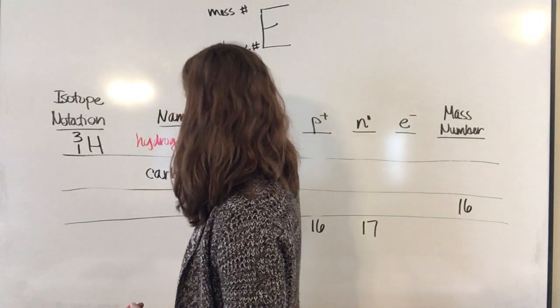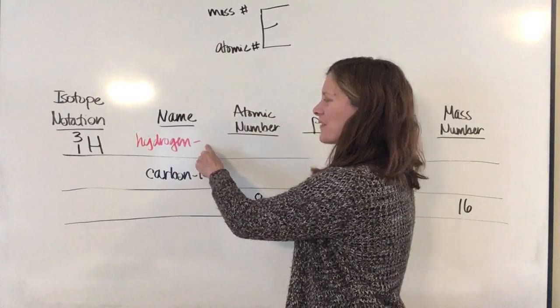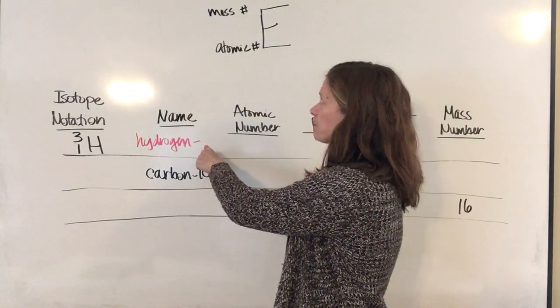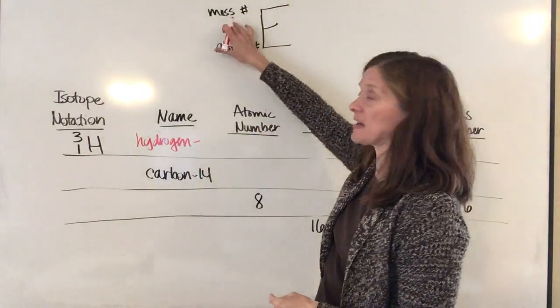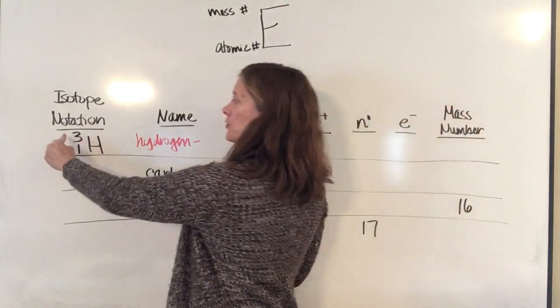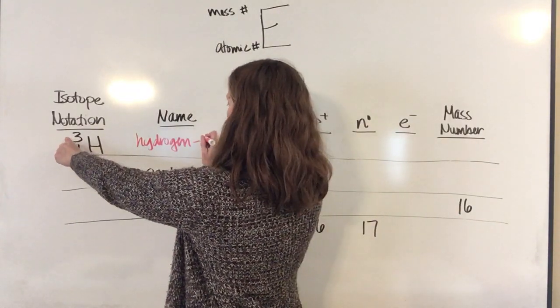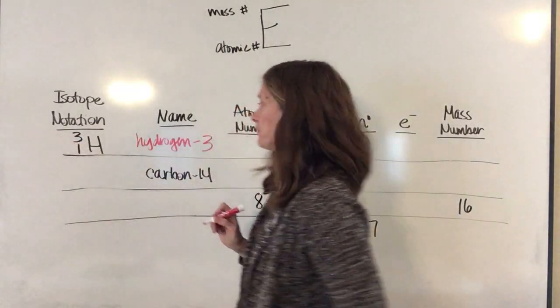That's the name. And what always goes after that? Well, that's always the mass of the isotope. What I told you was that the mass number is on the top, so whatever number is on the top over here, that's the mass number. So this is going to be hydrogen 3.